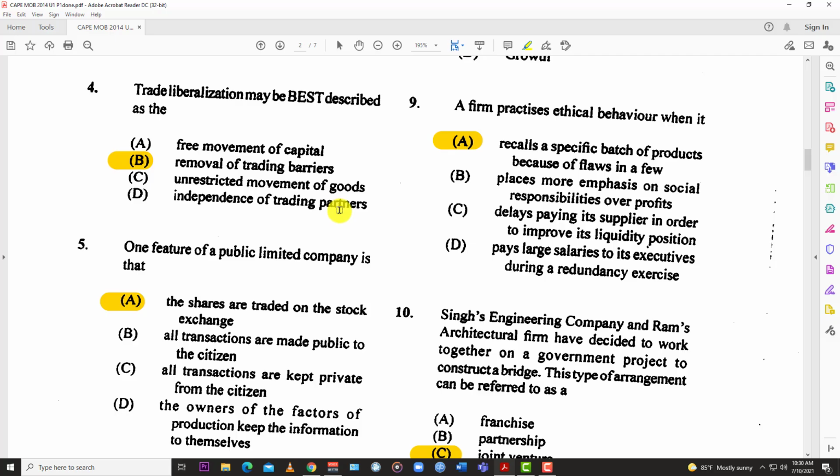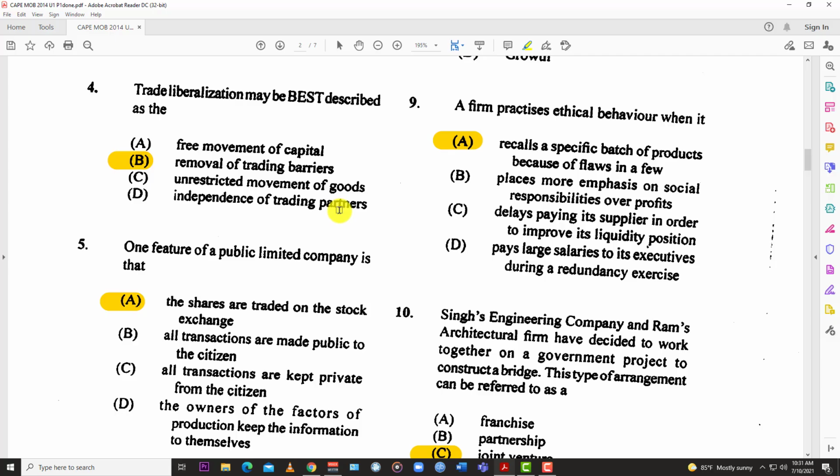If you look at B, place more emphasis on social responsibility over profit, that's not really a firm practicing ethical behavior, because firms have their fiduciary responsibility, meaning their shareholders should come first. Whatever is best for their shareholders should come first. So placing emphasis on social responsibility over profits, that's a no-no, because as a board member, you're going to be fired. That's not part of the overall philosophy. Profits come first. Profit maximizing. We're in the business for profit, not charity.